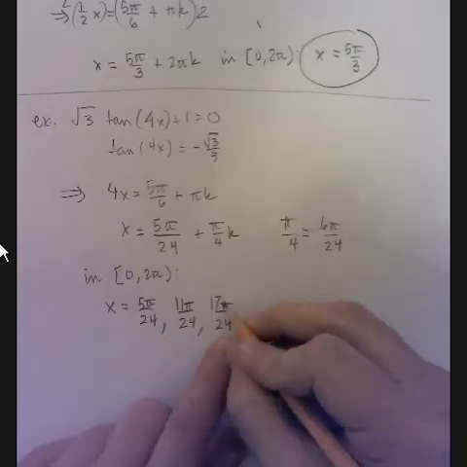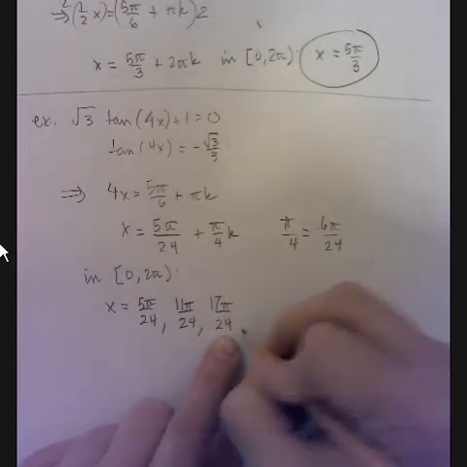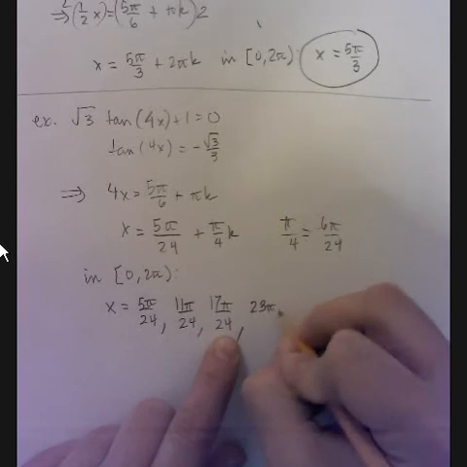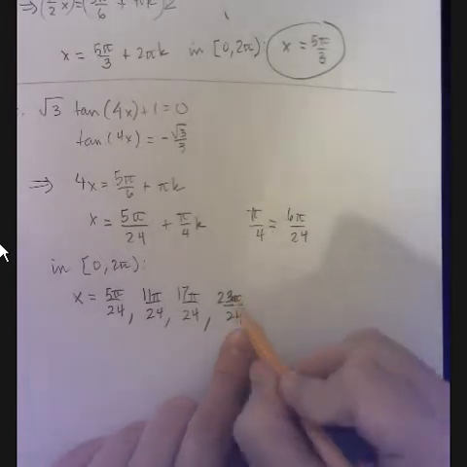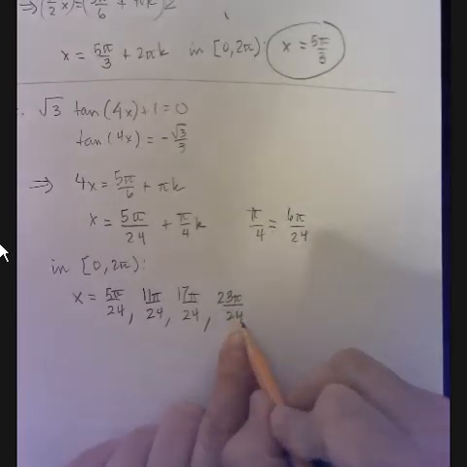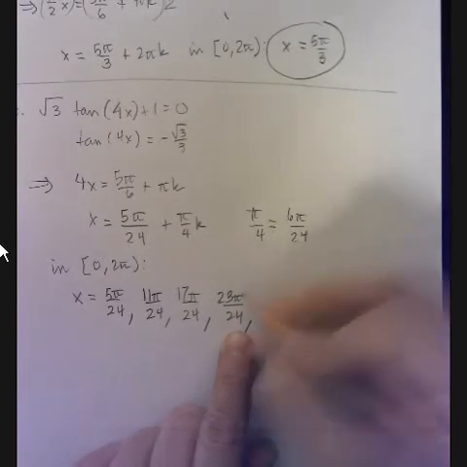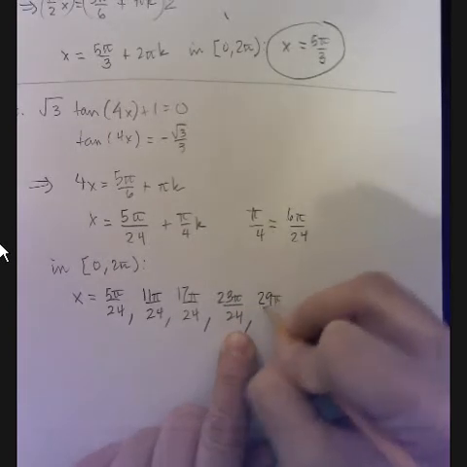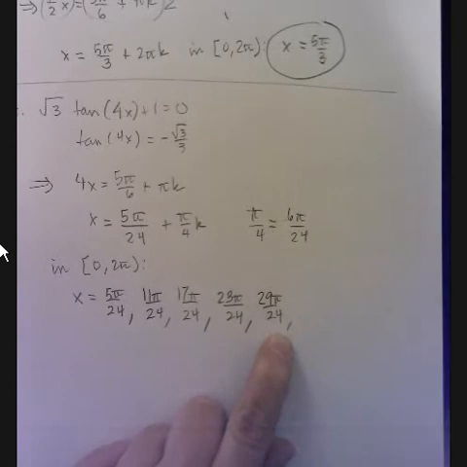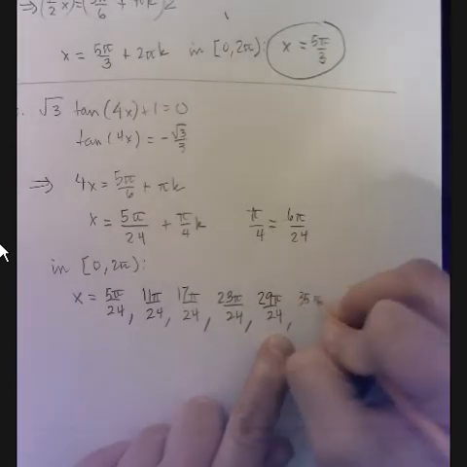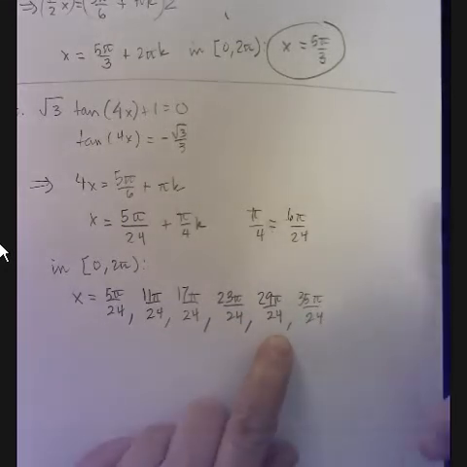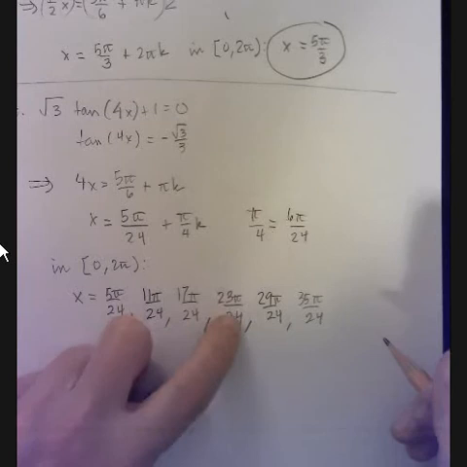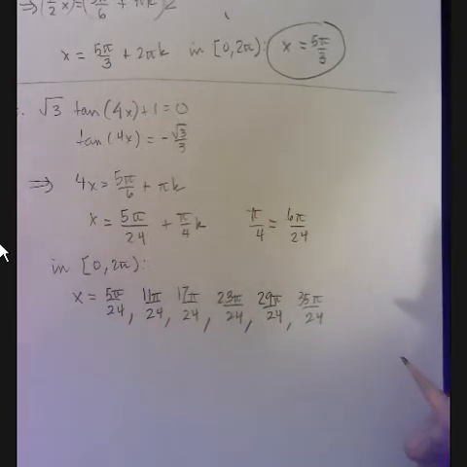17 pi over 24 plus 6 pi over 24, 23 pi over 24. I've only got 4 of the solutions. Notice this is still smaller than pi. 23 over 24 is less than 1. Keep adding. Now I've got 29 pi over 24. Add again. 35 pi over 24. None of these reduce, but if they did, I would reduce them. Like if I got 22 pi over 24, I would reduce it to 11 pi over 12. So you do want to simplify if you can, but these don't.